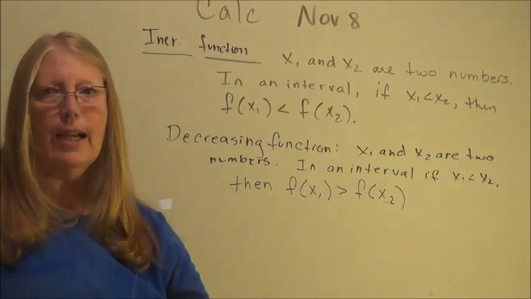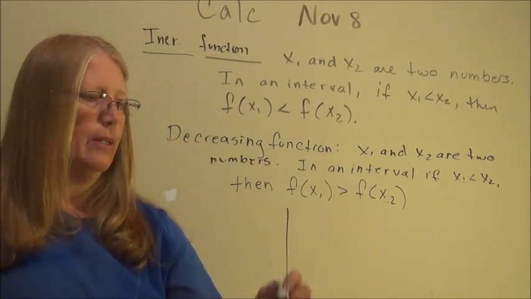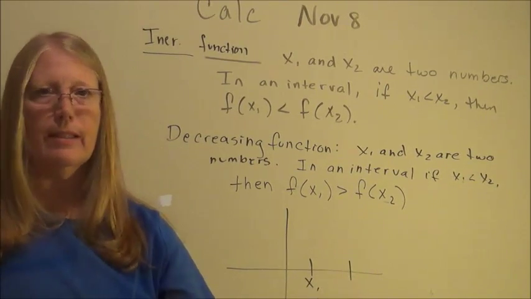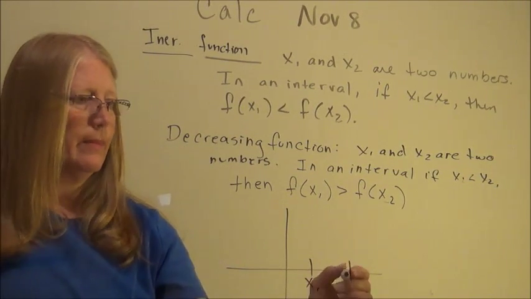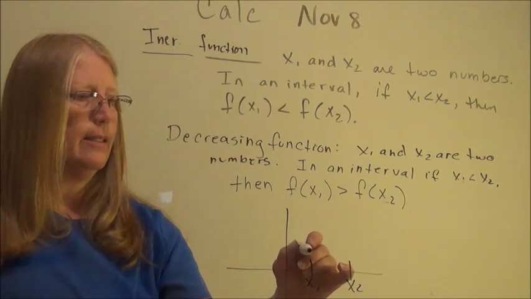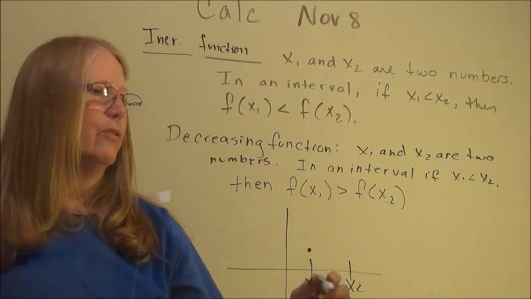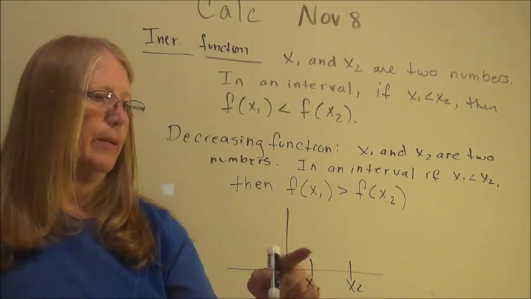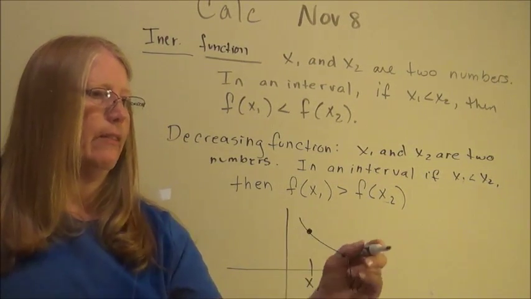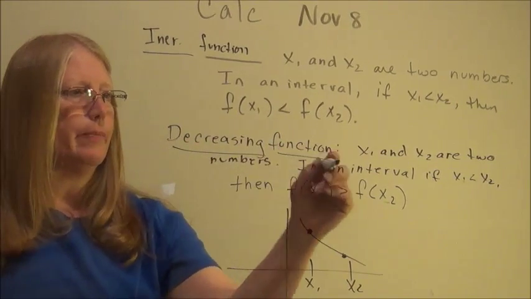So we have sort of the opposite thing happening. When x1 is less than x2, then f of x1 is greater than f of x2. So we have a decreasing function.